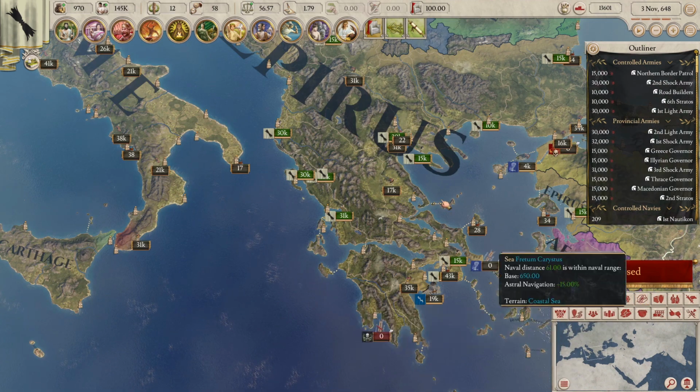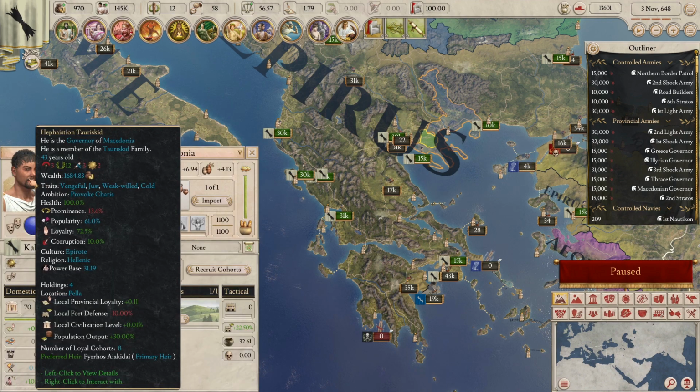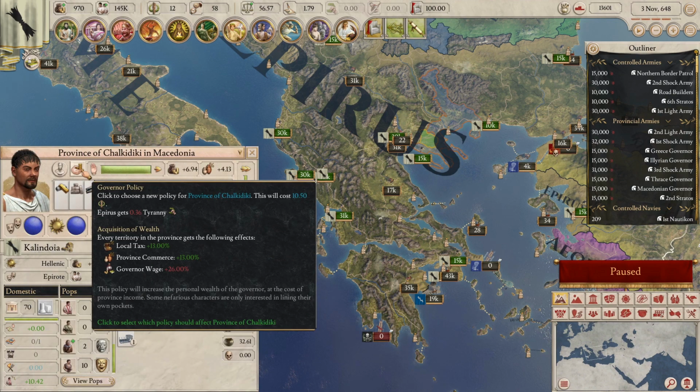For example, if I was to go onto the governor of Macedonia here, click on change governor policy, you will see it would cost me 10.5 political influence, and it would also give me tyranny, because I am forcing the governor to change a political policy that he put in place, in effect making me tyrannical for forcing him to change the policy.